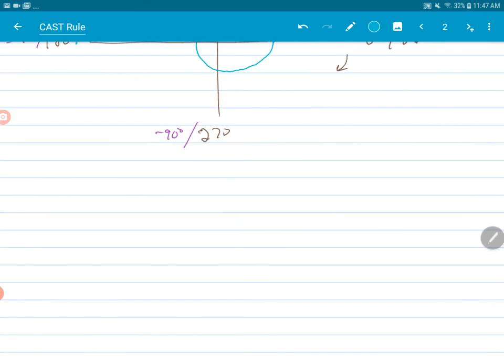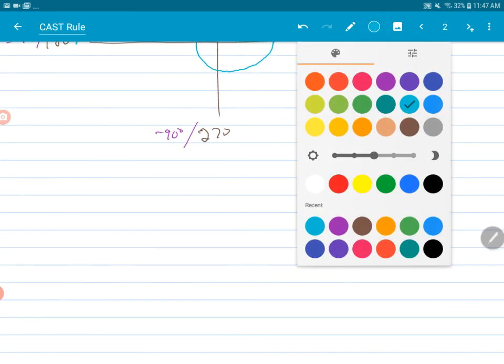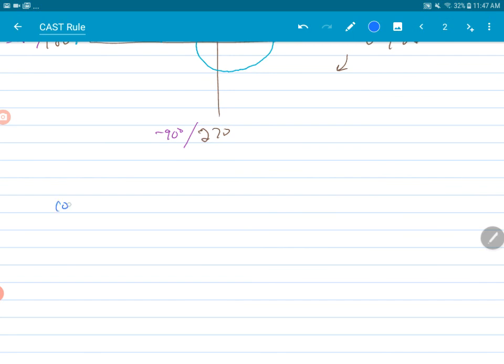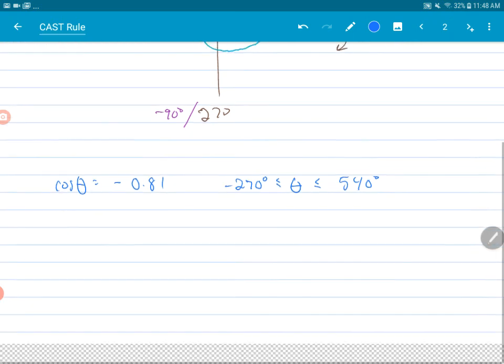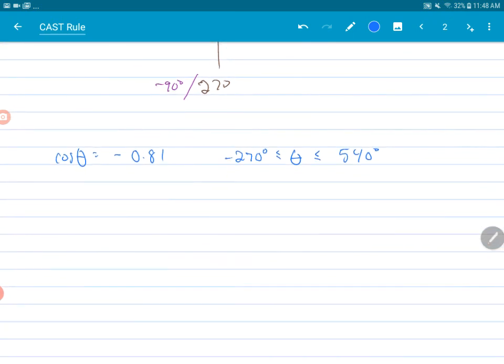So if I told you I want to find the solutions where cos theta is equal to negative 0.81, random question, and I want to have theta in between negative 270 degrees and, where do I want to go? 540. That's a pretty big range there, so we want to know how many solutions are we going to have.